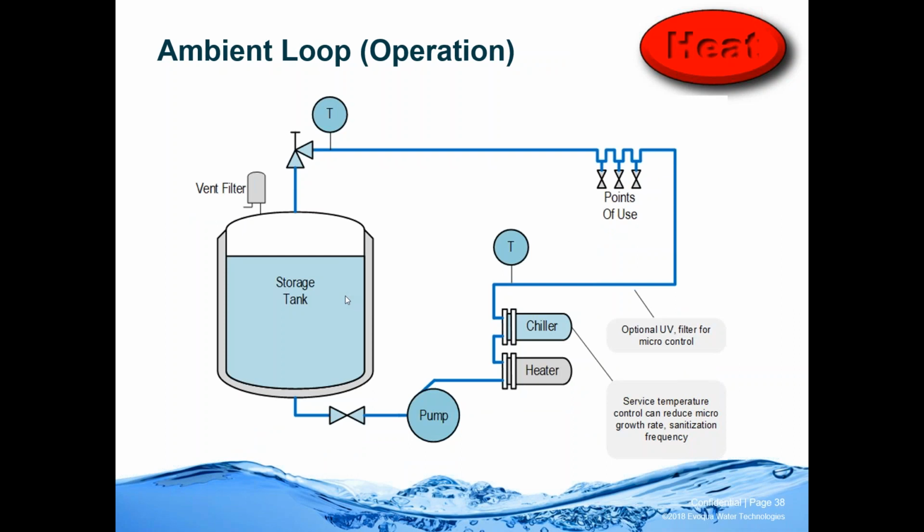Now, an ambient loop in operation. Here's a storage tank. Typically, generation would be ambient. Here we have a heat exchanger that can be used for sanitization. That is not a must. So this is different. It's not chemical. It's doing it with heat, and a lot of high-end systems do just this.